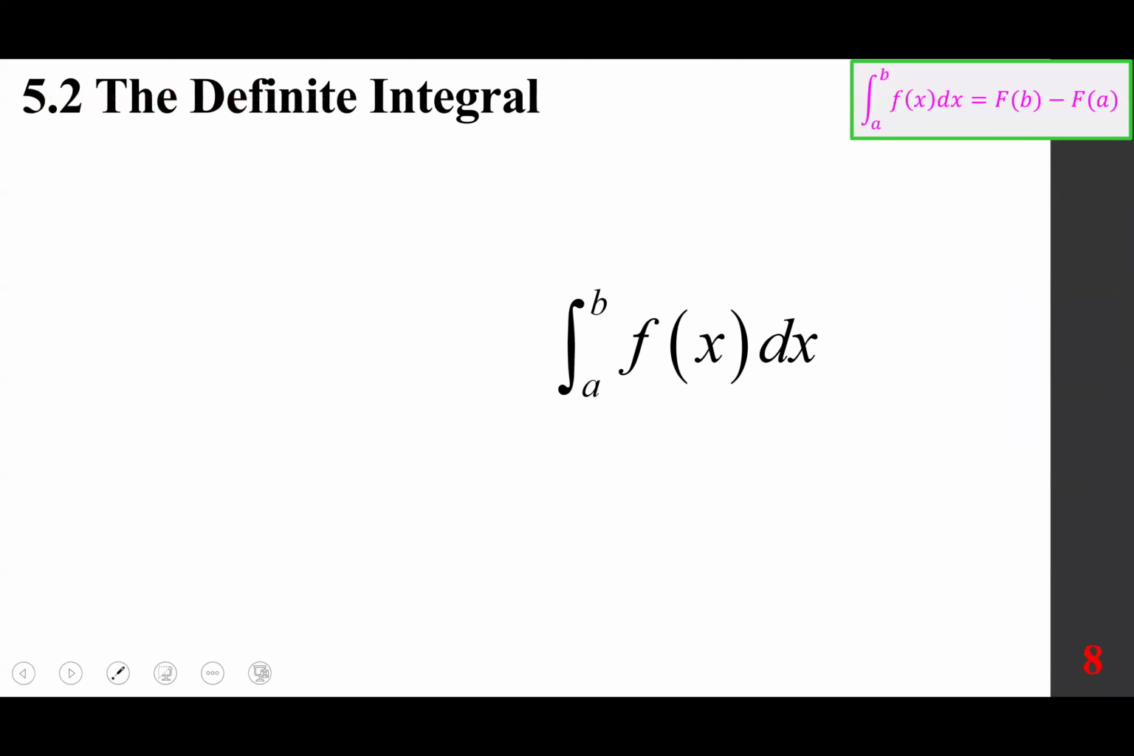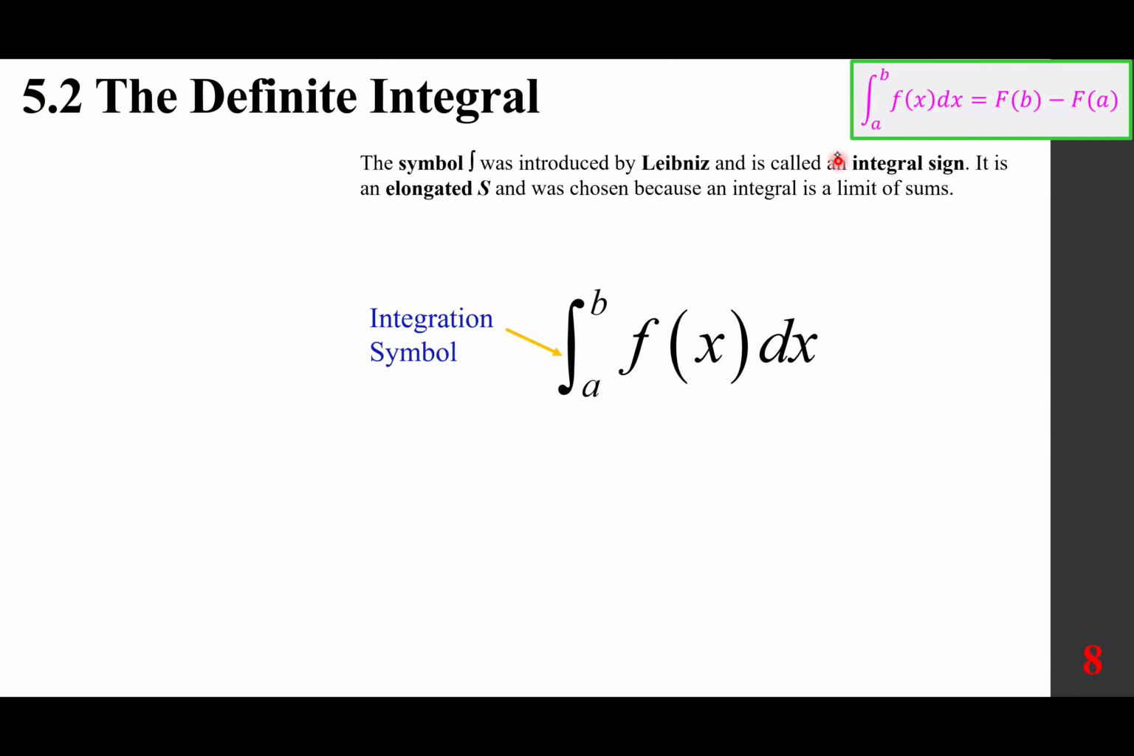Now, what are we dealing with here? Integration symbol. The symbol was introduced by Leibniz and is called an integral sign. It is an elongated S and was chosen because an integral is the limit of sums. Lower and upper limits of integration.